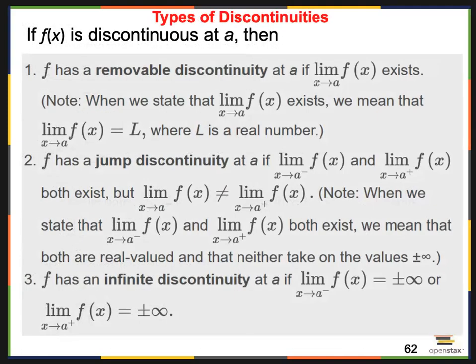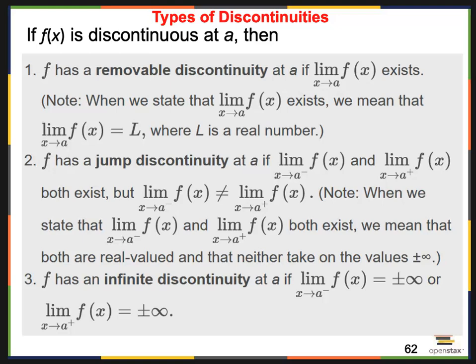Now let's look at the types of discontinuity. And you can have a removable discontinuity. And here's kind of the definition of a removable discontinuity. The limit may exist. However, the function value at that point would be undefined. So when we state the limit of f of x as x approaches a exists, we mean that the limit of f of x as x approaches a equals L, a real number.